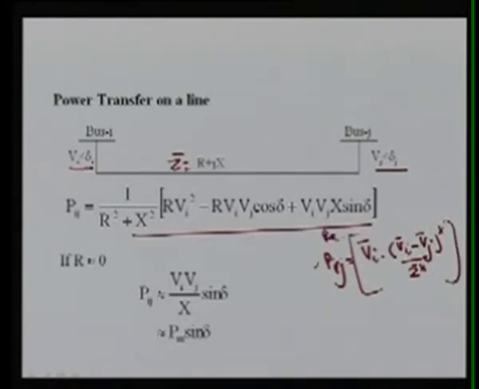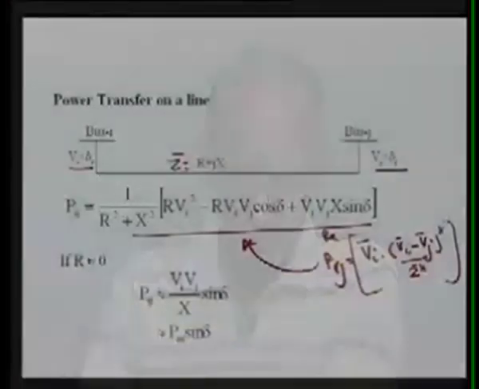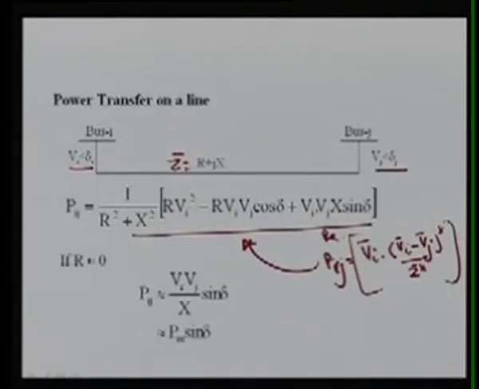If you simplify, you will get this expression, with a Z square. If R is 0, it means the line is lossless. Normally R is very small, so we can ignore it compared to X. Then with R equal to 0, this term is 0 and X will cancel, and we get Pij approximately equal to Vi into Vj divided by X, the reactance of this line, sine delta, or we can say Pm sine delta.